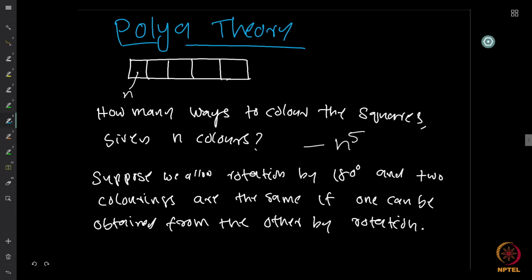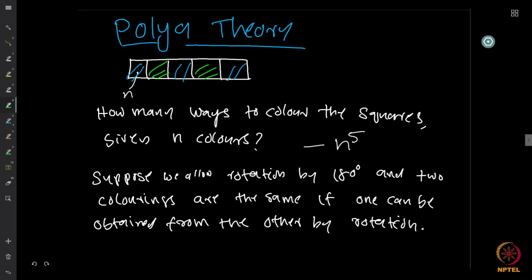So if under rotation the coloring that is given to this is the same, then I can say that the colorings are equivalent. For example, a coloring like this, if I rotate, I will get the same coloring. Now, we can ask how many different colorings are there now? How many inequivalent colorings are there? So, one can think of trying to solve this.